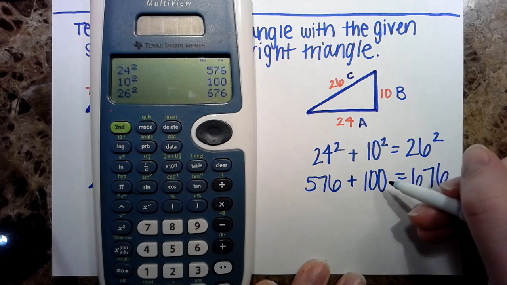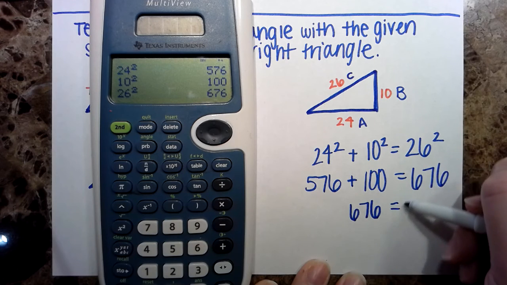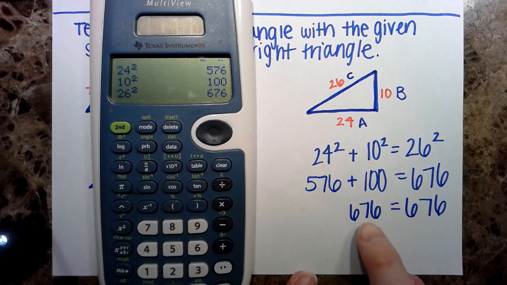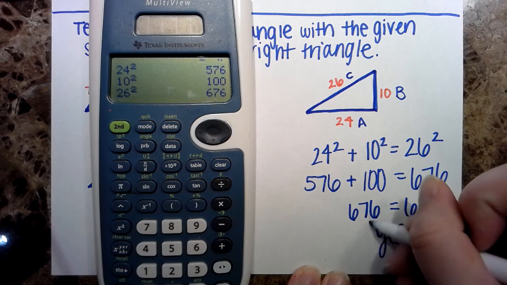If I take 576 plus 100, I'm going to get 676 equals 676. So if the two legs squared add up to the hypotenuse squared, then yes, it is a right triangle.